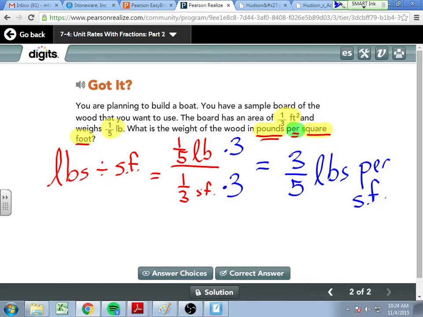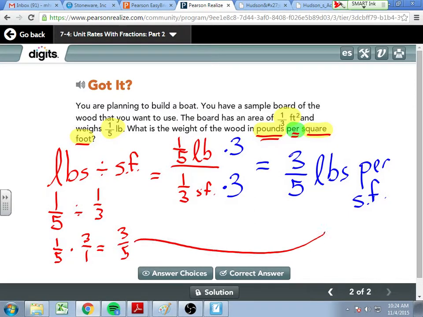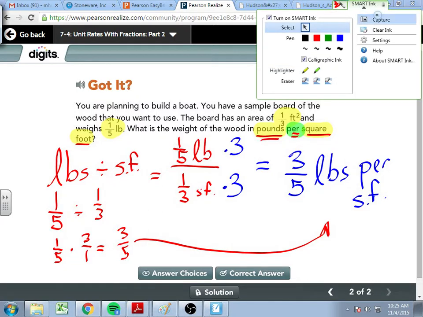Ella? So I didn't really do it, but couldn't you just change that? Here, I could have also pounds per square foot. I could have said 1/5 divided by 1/3. I keep, change, flip. I'd get 1/5 times 3/1, which gives me 3/5. Either way, same answer. Other questions?